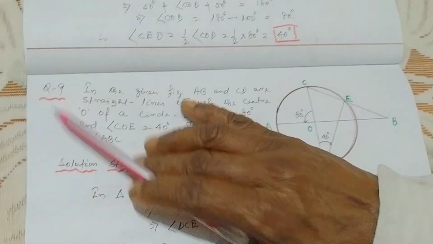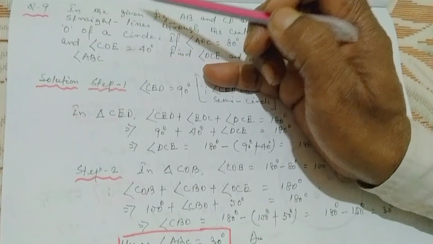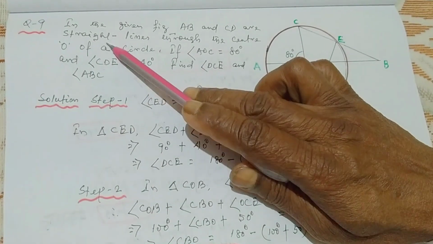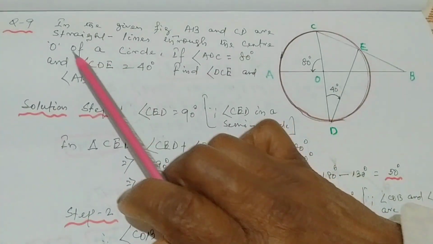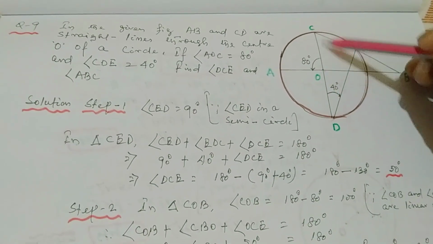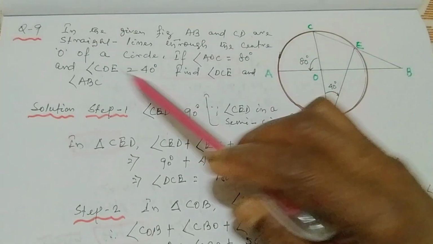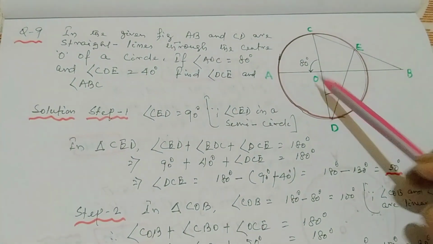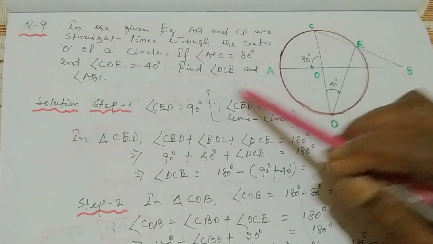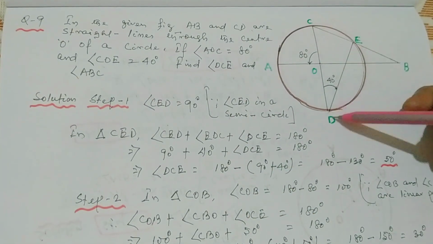Now go to the question number 9. In the given figure, AB and CD are straight lines through the center O of a circle. This is the diagram. O is the center of this circle, and AB and CD are the straight lines. You just see here, AB and CD, these two straight lines pass through the center.